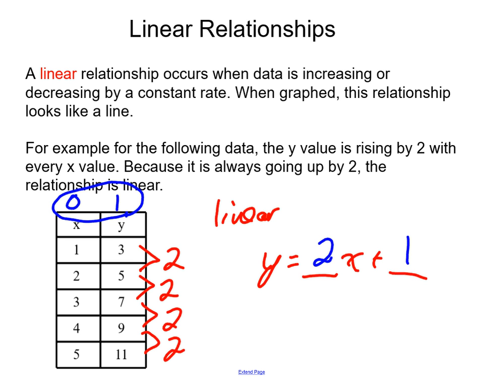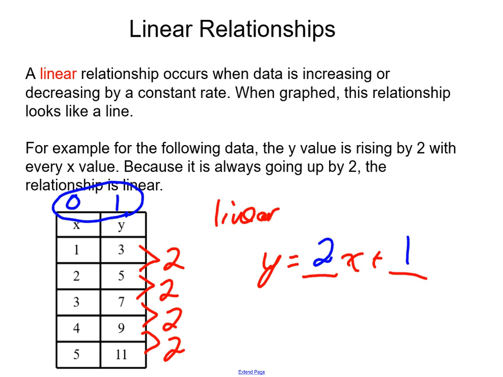The other thing that we could do is test out a point. So we could say, what's 2 times 4? 2 times 4 is 8. The table says 9. We need to add 1. What's 2 times 5? 2 times 5 is 10. The table says 11. We need to add 1.